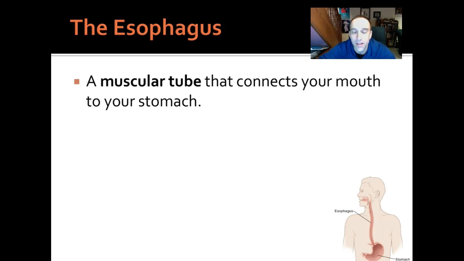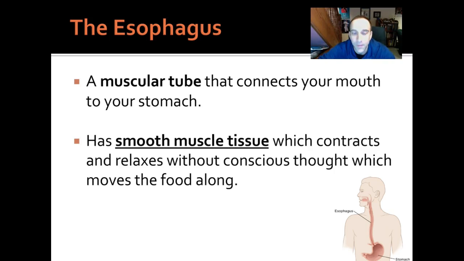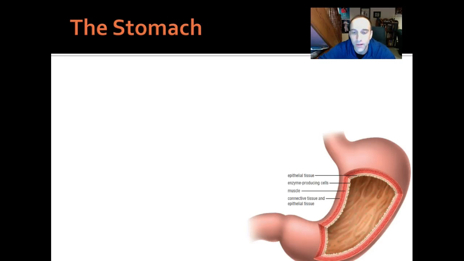The esophagus is a muscular tube that connects your mouth to your stomach. Smooth muscle tissue contracts and relaxes without conscious thought to move food along. You can, if you need to, eat upside down. If you're in outer space, gravity is not necessary to move food along because of the muscular contractions called peristalsis. The whole process is controlled by nerve tissue.